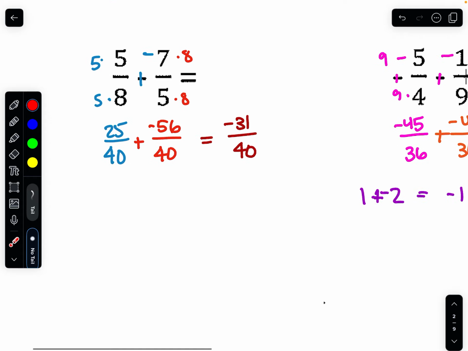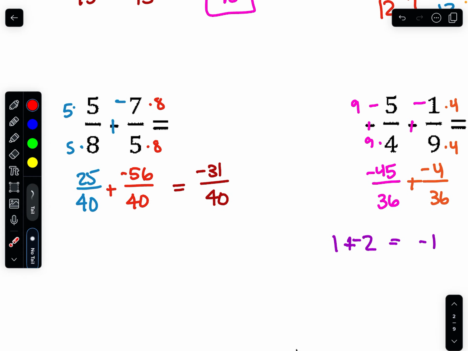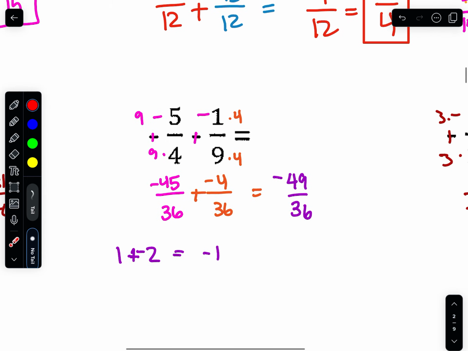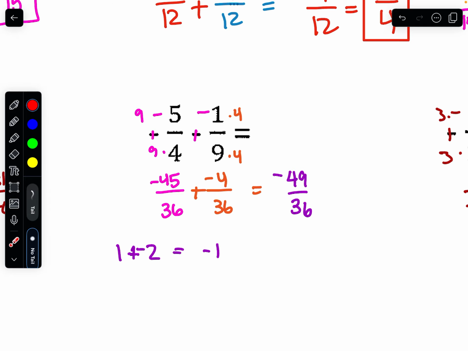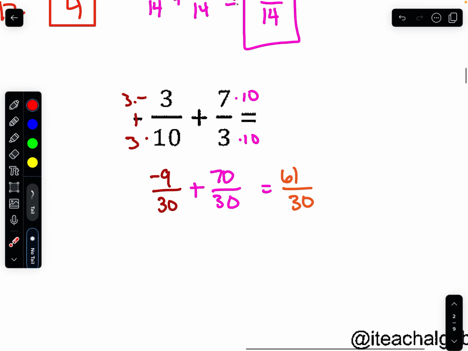Right. Let's look at this layer right here. 8 and 5, we try to figure out what they could both become, and it turns out that 40 is the lowest one. So we multiply this side by 5 and this side by 8. We combine our terms, and that is our solution. Same with this one. Same here.